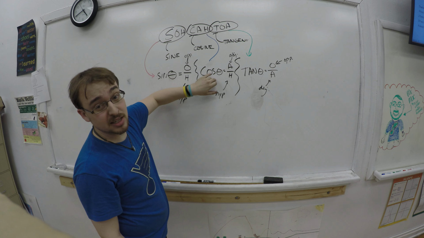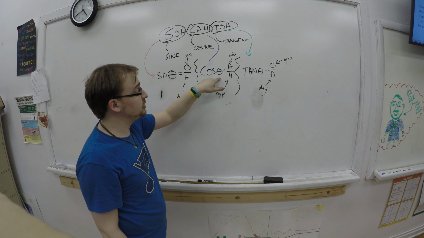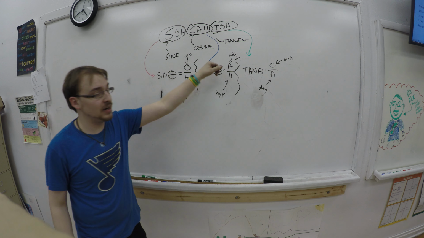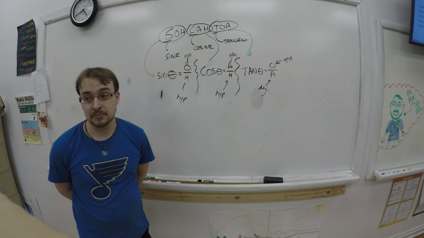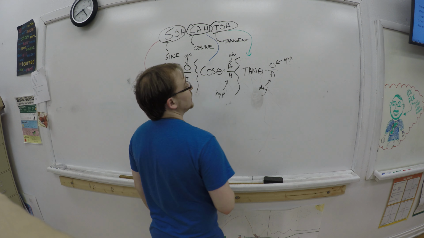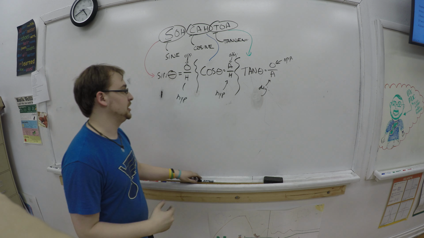Cosine, when you take the cosine of an angle, it can be the same angle, you're going to get the adjacent over the hypotenuse. So when you divide the adjacent side by the hypotenuse, you get the measure of the cosine of that angle. That's kind of cool. When you take the tangent of an angle, you get the opposite side divided by the adjacent side.